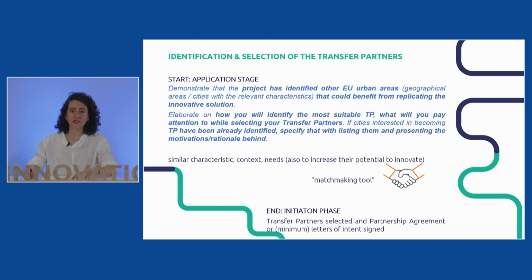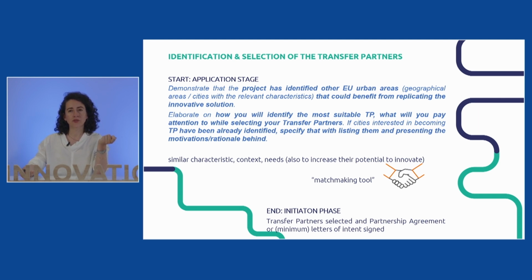At application stage, we don't ask you to know exactly who the transfer cities are that you're going to be working with. What you need to demonstrate in your proposal is that the solution that you want to propose could benefit other EU areas. So if you're looking to apply under the sustainable tourism aspect, you should be able to find elsewhere in Europe cities with similar challenges that could benefit from your solution. The other element that we would like you to elaborate on is how you're going to identify those cities and how you're going to select them.